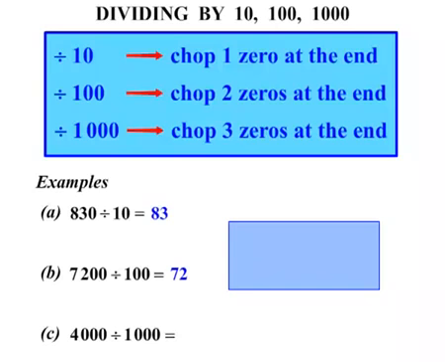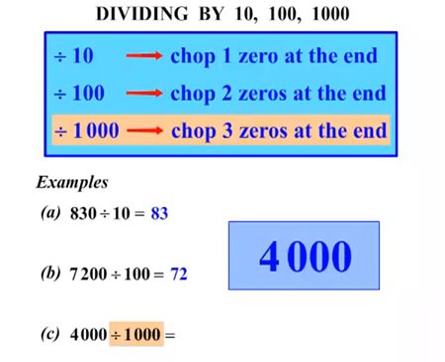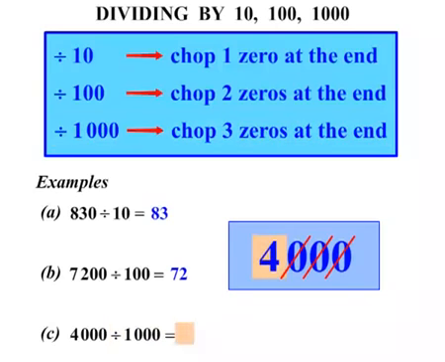4,000 divided by 1,000. Well, let's start with our 4,000. We're dividing by 1,000, so looking up at our little table there, we're going to chop 3 zeros off at the end. So those 3 zeros, cross them out. So the answer, of course, is going to be 4. Alright, hopefully that's fairly easy. Let's look at a few more.